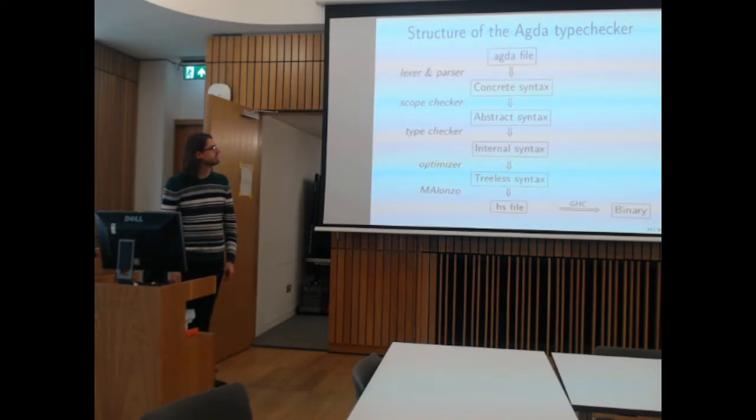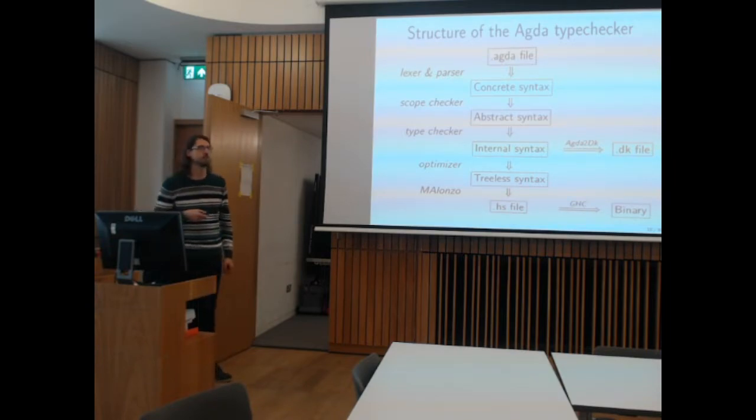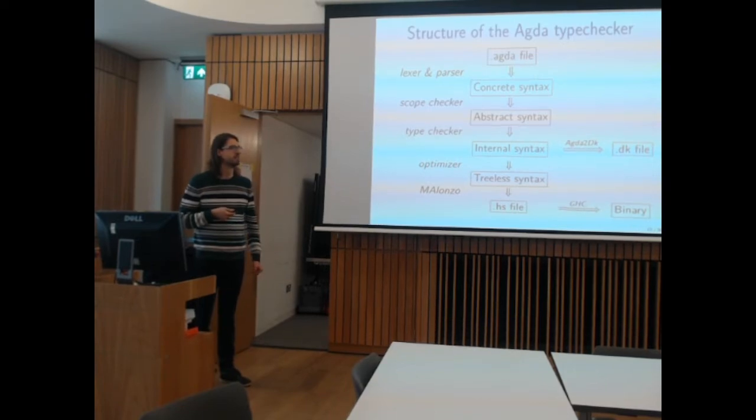So this was the rough structure of Agda's type checker that Andreas also showed yesterday. This is the linear pipeline, and then what we do with Agda2Dedukti is kind of branch off here. We don't use the treeless syntax, but we just go directly from the internal syntax to Dedukti. Also, we don't compile clauses, but we use the original clauses. I'll come back to that.